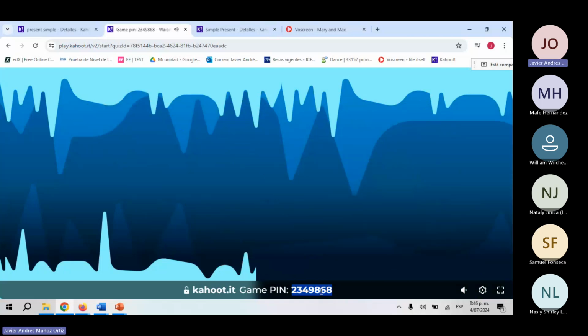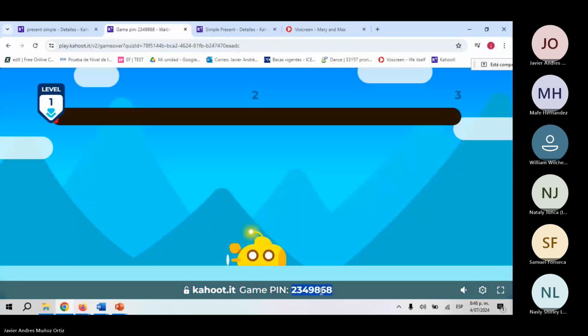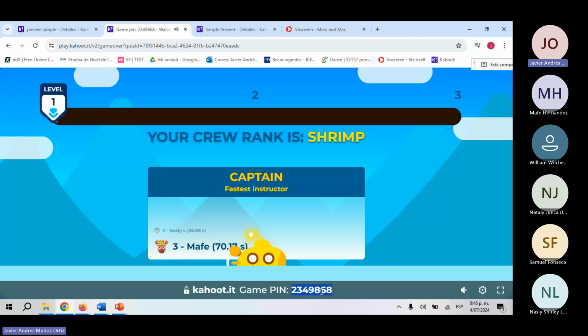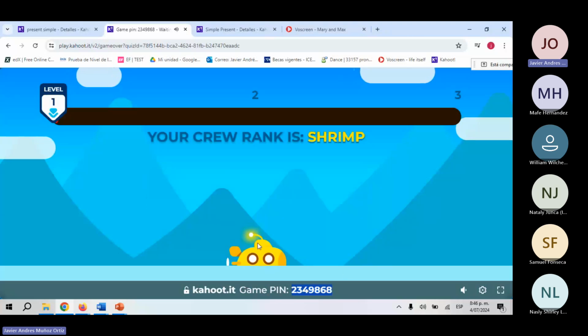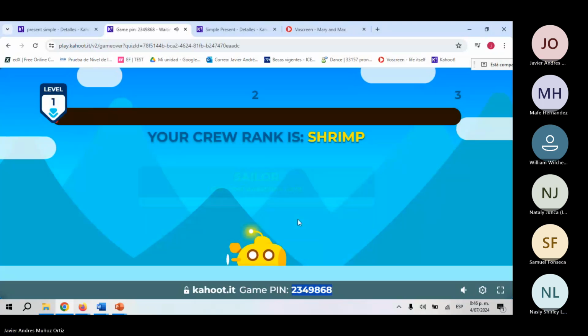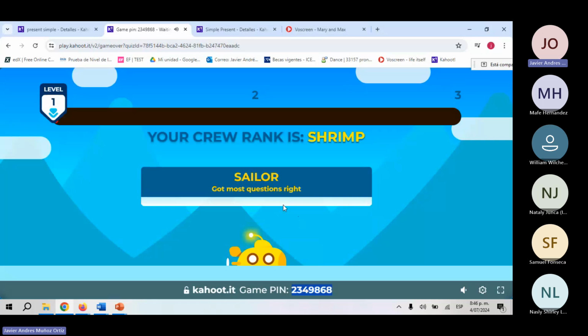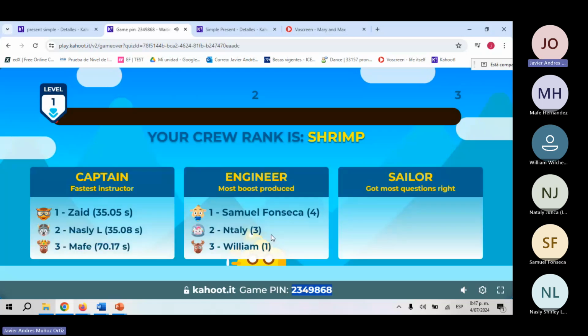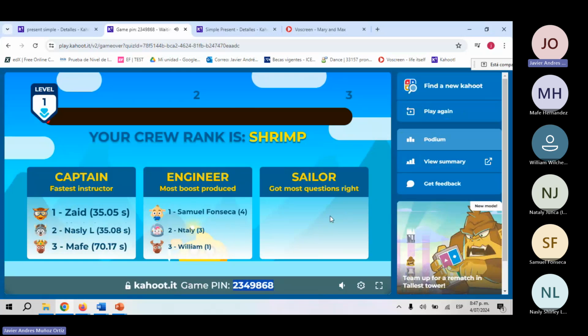Okay, this is the end of the game, I guess. And we as a crew are a shrimp. The captain is Nasli, good job. The engineer is Samuel. And the sailor, we have no sailors. Okay, that's weird, strange, but okay.